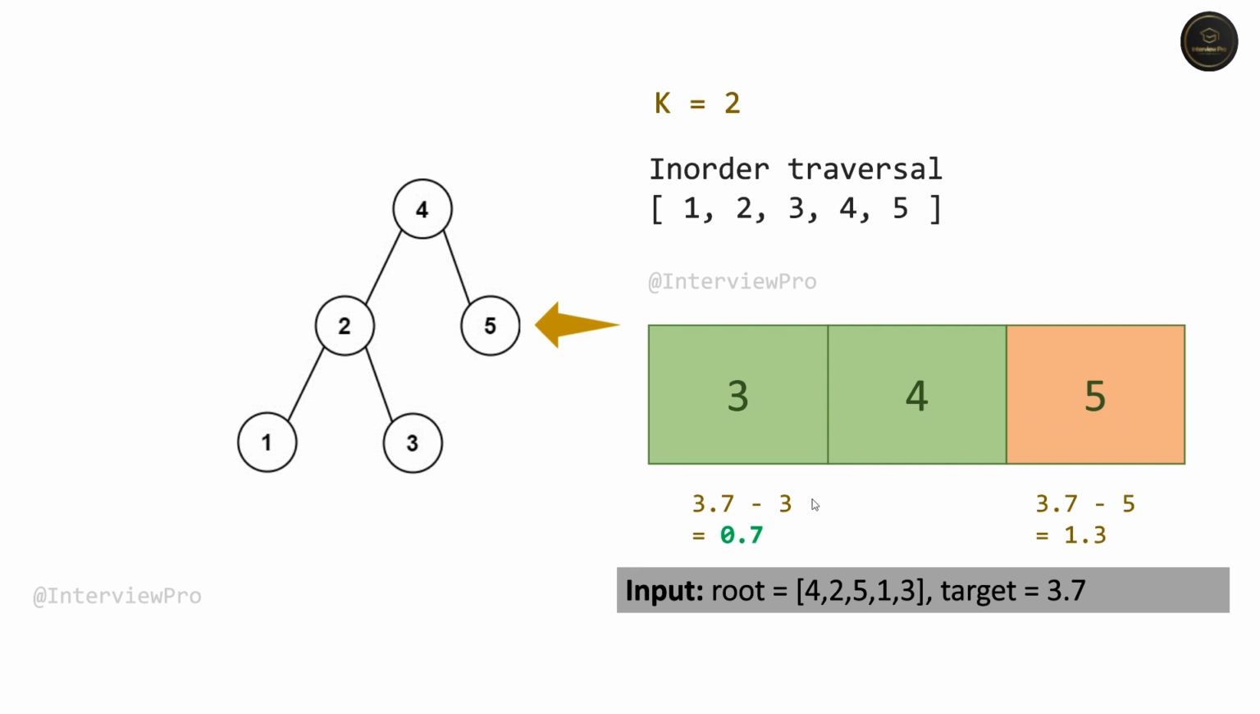The point where the first element of the queue is closer to the target compared to the current value, we will simply exit the loop and we return this queue. So our final answer would be 3 and 4.